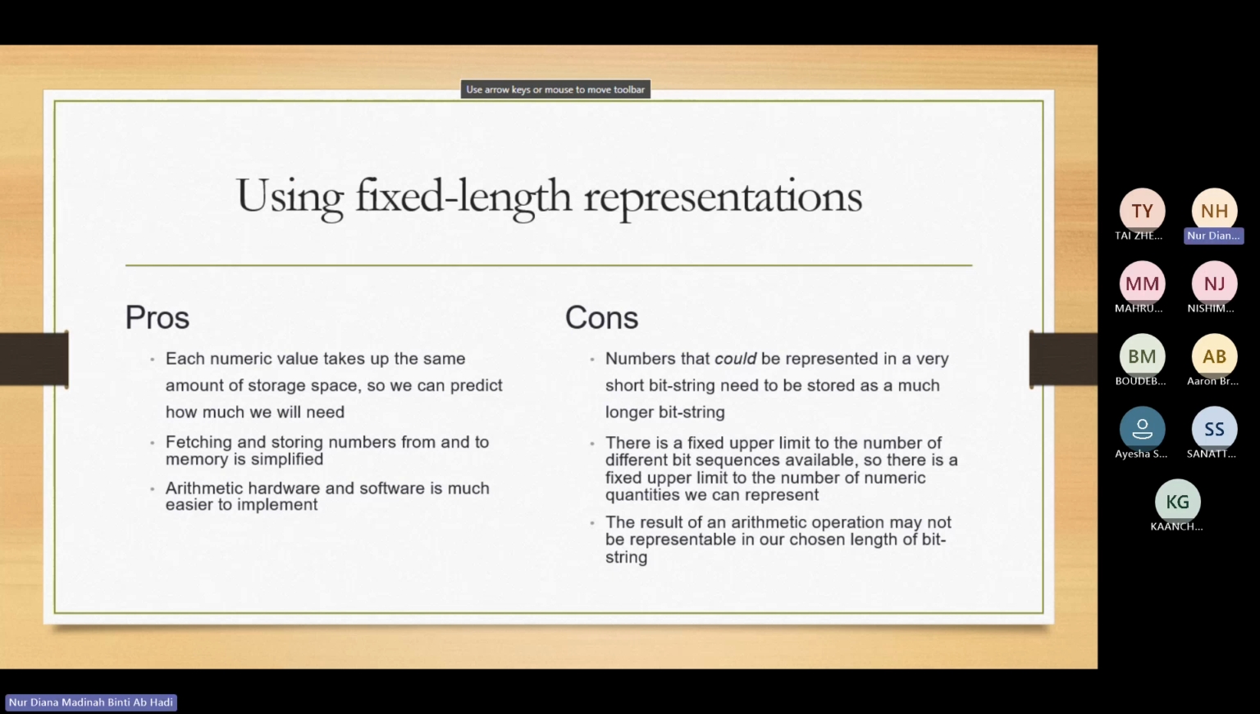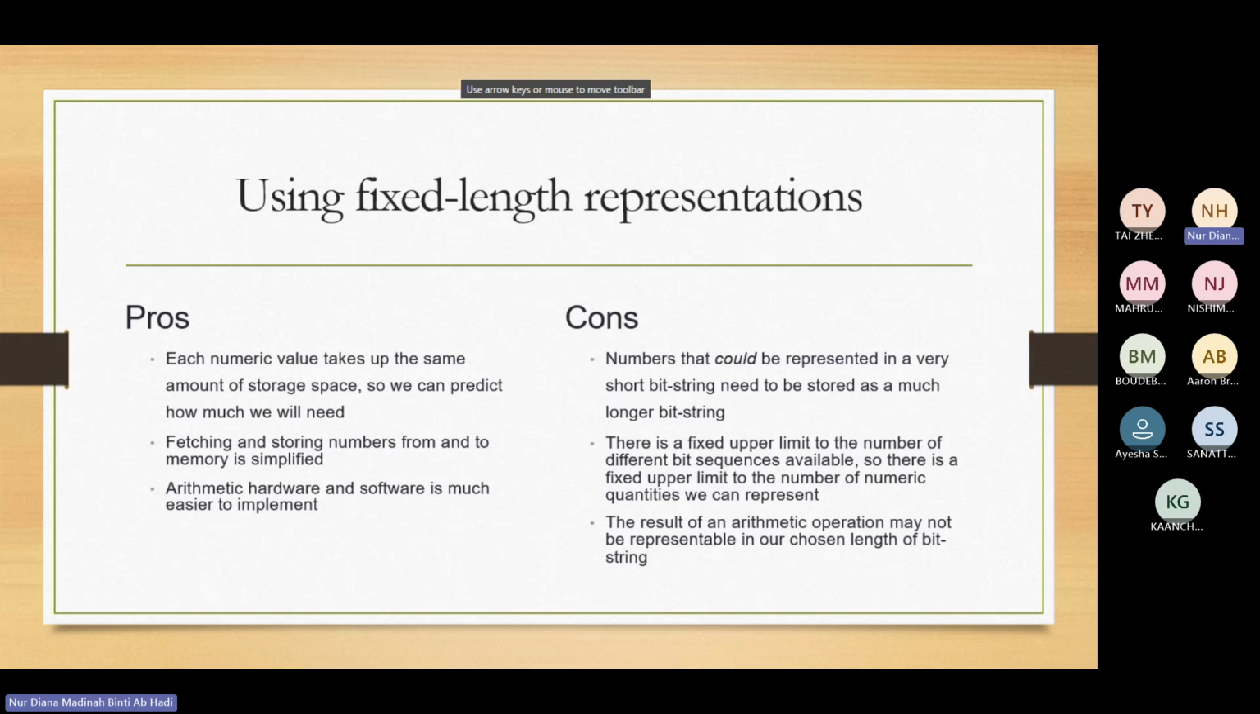So, these are the pros and cons when we use the fixed length representation. It is good because each numeric value takes up the same amount of storage space, so we can know how much memory space is required. And fetching and storing the numbers would be much simpler. Arithmetic for hardware and software is also easier to implement.